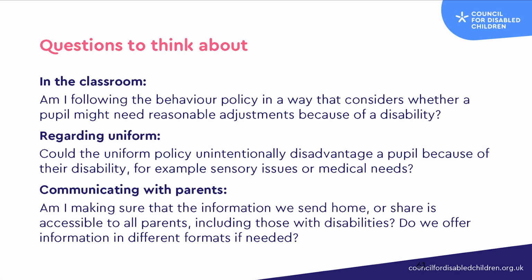These questions on the slide are designed to help you look at familiar areas of school life, behaviour, uniform, and communication with parents, and think about them through the lens of the Equality Act. They prompt us to ask, could the way we usually do things unintentionally disadvantage disabled pupils, and where might reasonable adjustments be needed? Here are 3 questions. In the classroom, am I following the behaviour policy in a way that considers whether a pupil might need reasonable adjustments because of a disability? Regarding uniform, could the uniform policy unintentionally disadvantage a pupil because of their disability?